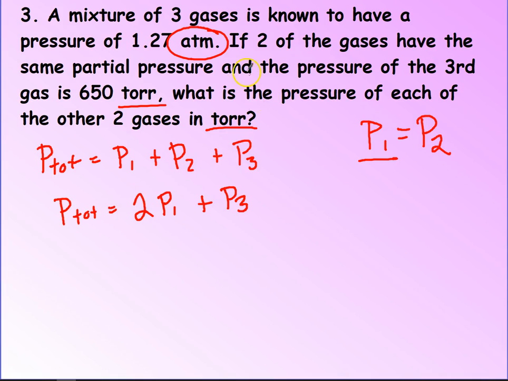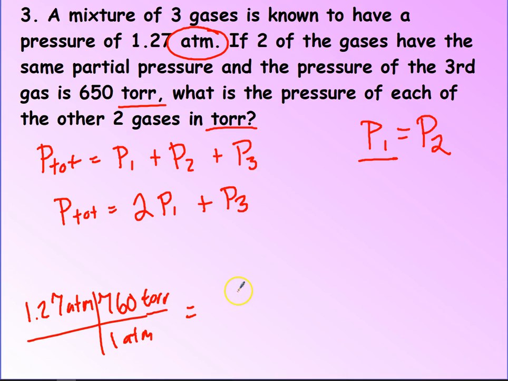All right, now everything needs to be in torr. My total pressure is not in torr, so I need to change it. So 1.27 ATM, 1 ATM is 760 torr, and that changes it to, I got 965 torr.